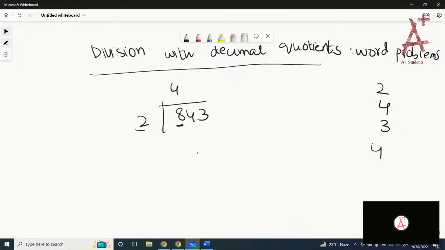That means we can go for 2 times 4. 2 times 4 is 8. And 8 subtract 8 is 0. So bring the next digit down, 4. 4 is again greater than 2. So you have to count the table of 2 until you get 4. 2 times what number makes 4?